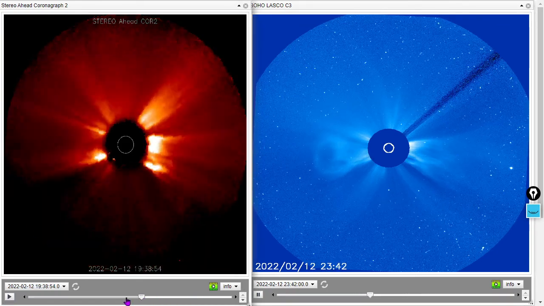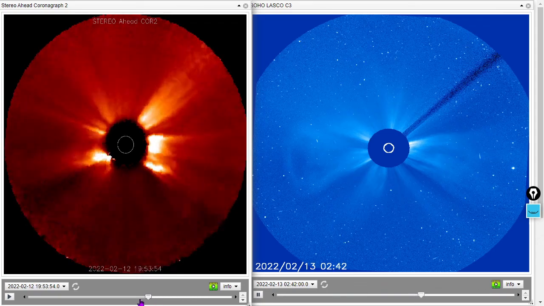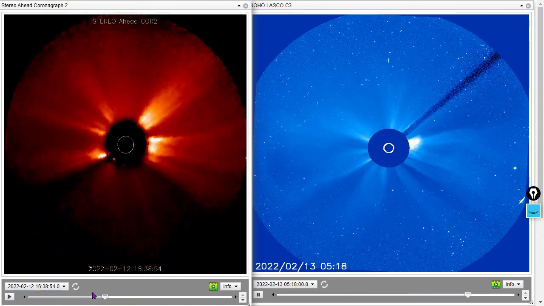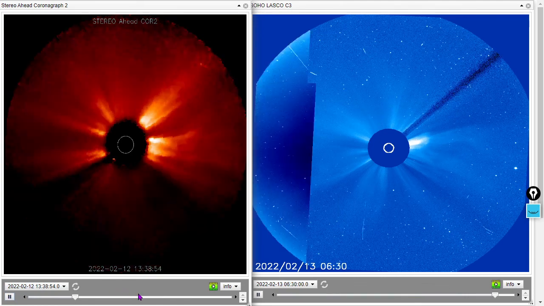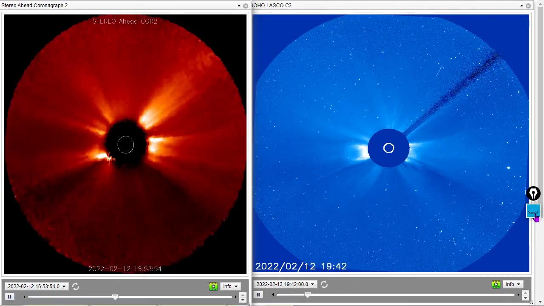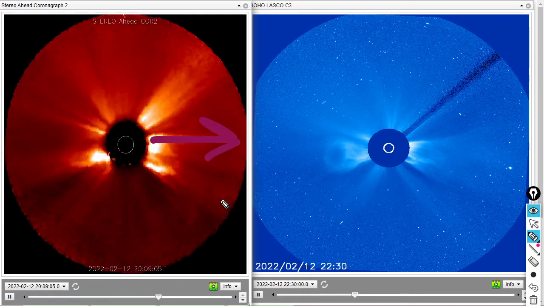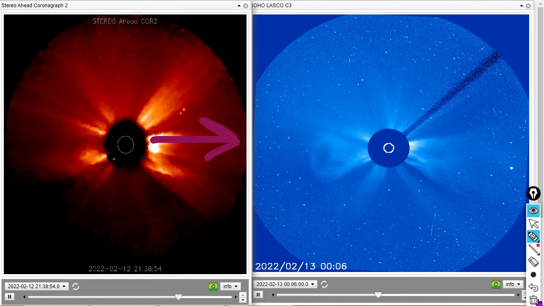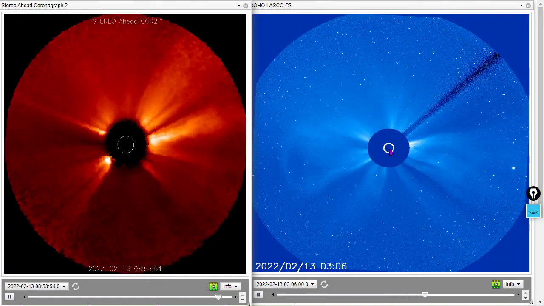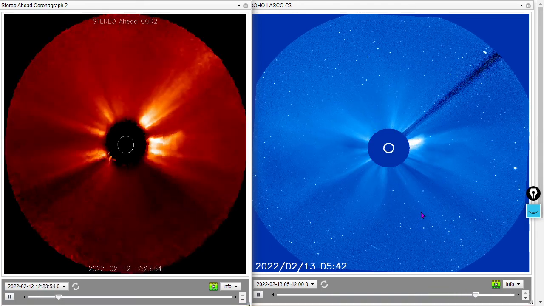And we'll just animate this. So there are the past day or so of imagery from the Lagrange point 5 here, stereo A. And once again, for you new viewers out there, Earth would be off in this direction from the perspective of stereo A. And it would be behind you from the perspective of the SOHO LASCO C3 coronagraph.